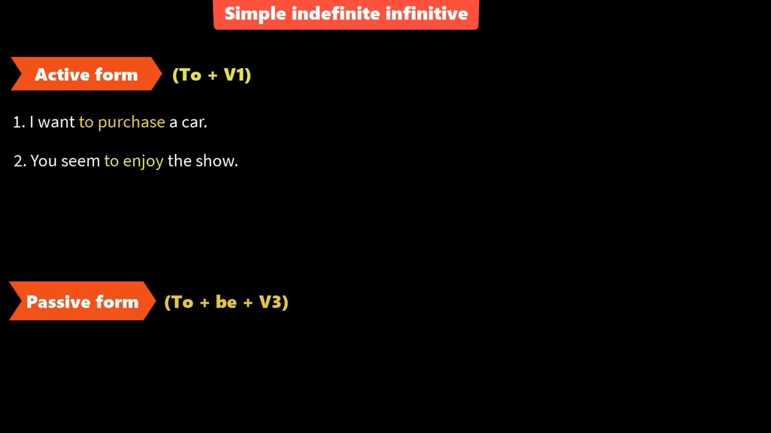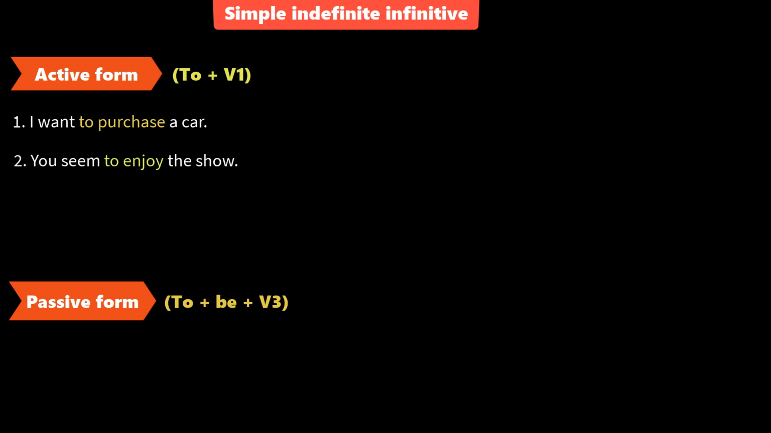You seem to enjoy the show. You seem what? To enjoy the show. So, to enjoy is the simple present infinitive here in active form. You seem to enjoy the show. You seem what? To enjoy. In other words, it means it looks like you enjoy the show.